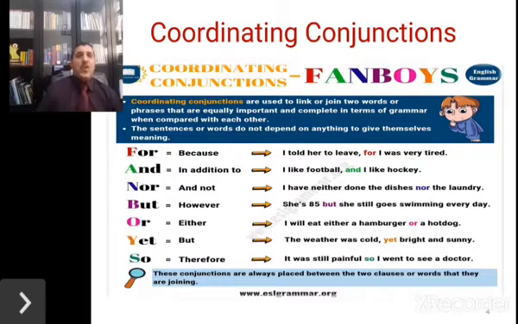So first, we have for. What do we mean by for? Because. We give a result, then we want to prove it for others, so we give the reason. Here we have an example: I told her to leave, for I was very tired, because I was very tired. I told you to study hard, because the exam will be next month. Or for the exam will be next month.